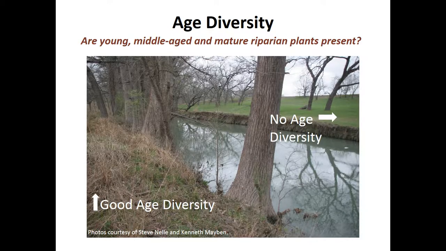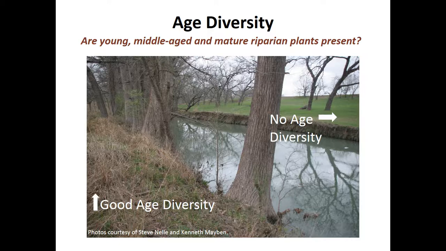Are there plants of a variety of ages present? Why is this important? Well, age diversity of riparian plants is an indicator of health. Plants of different ages can help provide stability during fluctuations in flow and climatic conditions. The presence of both young and old palatable plants can indicate that past and present grazing and browsing have not hindered function.